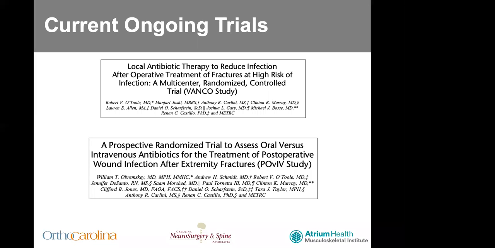The PO versus IV study, which is another METRC study, is a multi-center randomized trial to compare PO versus IV antibiotic therapy in post-op wound infections of extremity fractures. They're looking at adult patients who have culture-positive surgical site infections after ORIF, and they'll be randomly assigned to PO versus IV antibiotics. They are hoping to inform whether oral antibiotics are sufficient to treat SSI. So I think once the data is out for all of these, this will further guide us on how we can best treat our patients with most efficacy, but also lower costs and better quality of life.